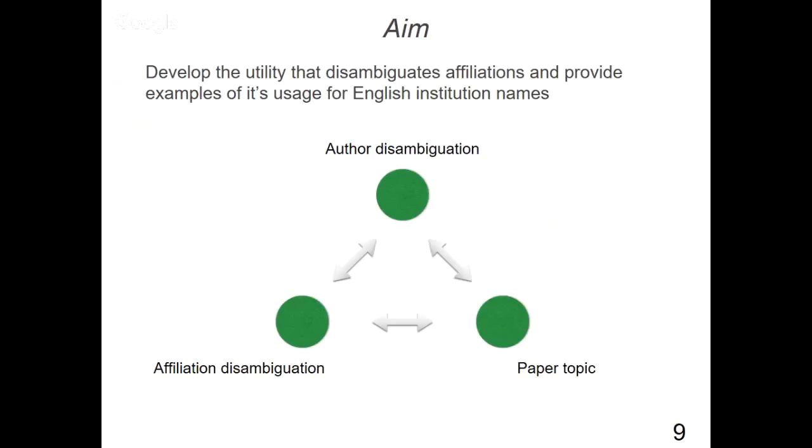So, for example, we cluster affiliations, we cluster author names, then we take author names and see references between affiliations and author names. In that iterative manner, we have an idea that we could increase the accuracy of author and affiliation disambiguation. So my aim is to develop a utility that disambiguates affiliations and provides examples of its usage for English. I'm talking right now only about this author affiliation disambiguation problem.